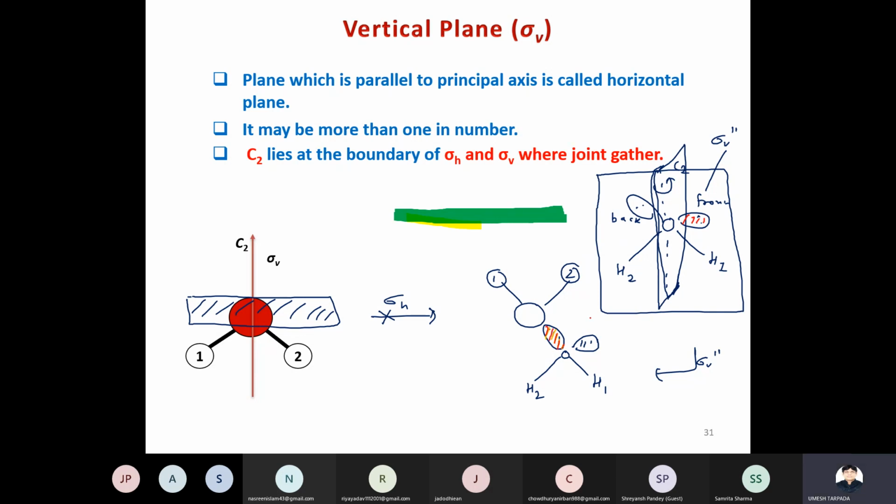So these are the C2 and sigma V, and if you apply this sigma V1, then what happens? Yes, here H1 comes, here H2. It's a reflection plane. H1 and H2 can change their position. H1, which is on the right side of the plane, goes to the left side, and the left one goes to the right side. So H1 and H2 can change their position. This is one sigma V.